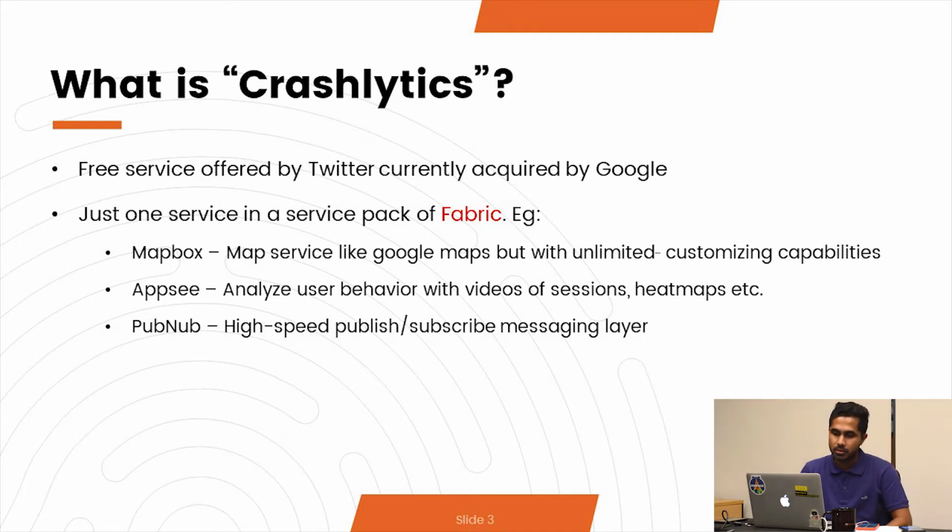One tool is called Mapbox. It serves like Google Maps, and it has unlimited customizing capabilities. A lot of industry best apps use it. I was even there with the Mapbox team when they were developing this, so that's a cool service. There's another service called AppSee. It's user behavior analysis, so you can get videos of sessions and heat maps, all of those. And there's another service called Pubnub, which is a high-speed publish subscribe messaging layer.